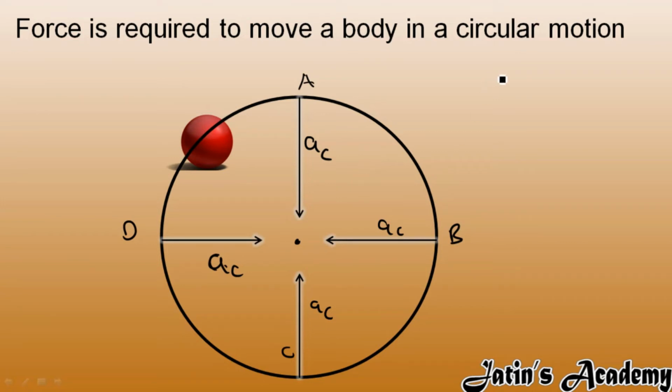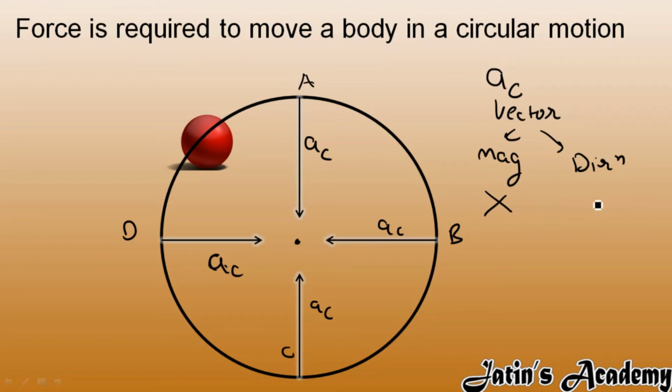So centripetal acceleration is again a vector quantity, which depends upon magnitude as well as direction. The magnitude will not change, but the direction keeps on changing. So that's why acceleration in a uniform circular motion is also changing, because of the change in direction.